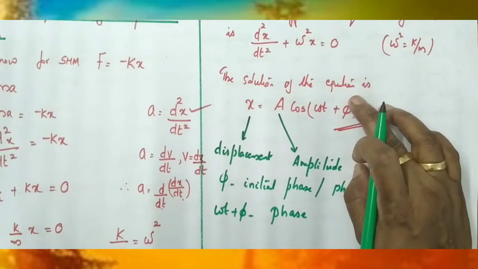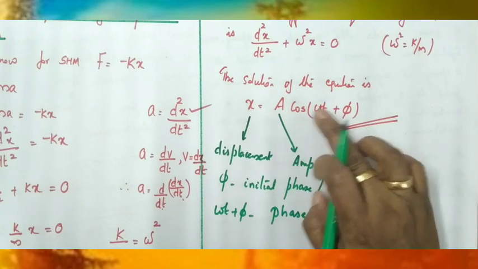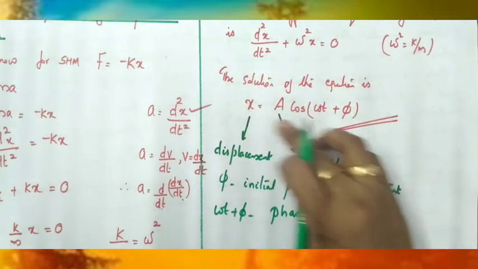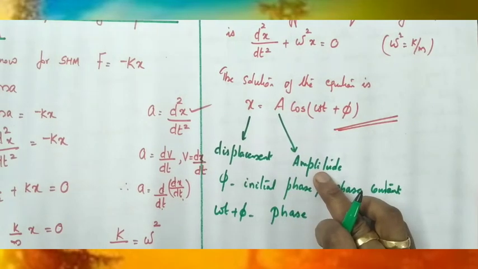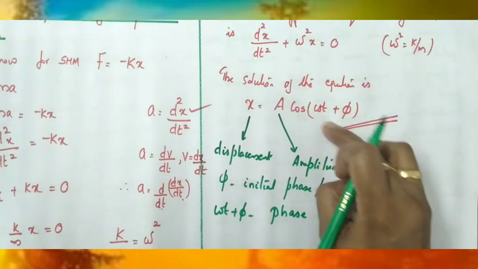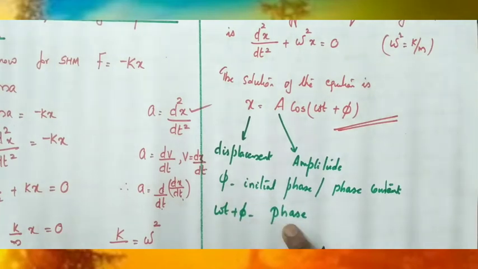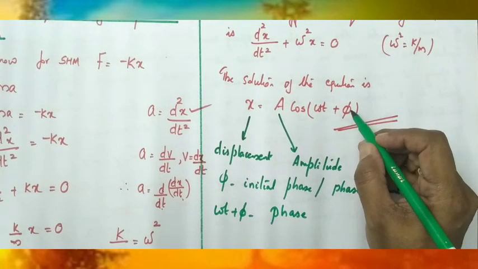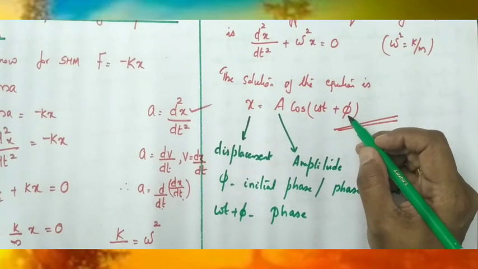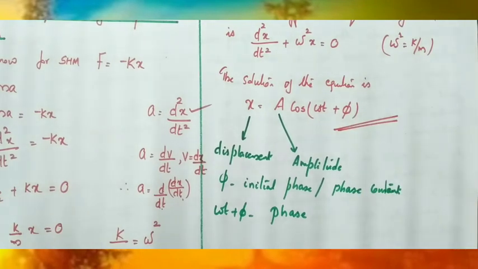Clear? So here the solution of the differential equation is x equal to a cos omega t plus phi, and this is the formula for displacement. A is called the maximum displacement, which is called amplitude. Omega t plus phi, that term is called phase. Omega, that you know, is angular frequency. Phi is an angle, or that is called initial phase or phase constant.